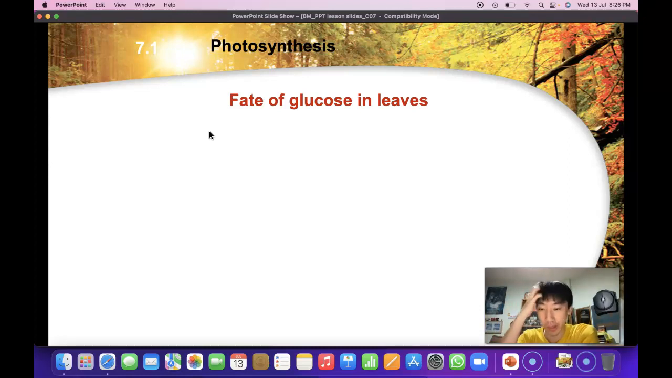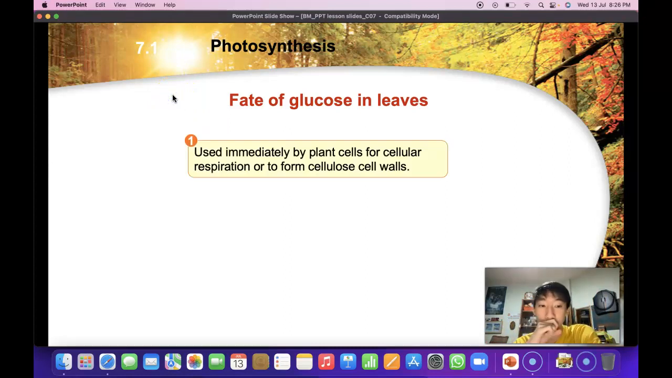Now the plant is pretty smart, right? The plant is not going to just let the glucose be glucose. They're actually going to use it for different purposes. So this is something important. I need everyone to copy this. First of all, the glucose can be used by the plant cell for cellular respiration.